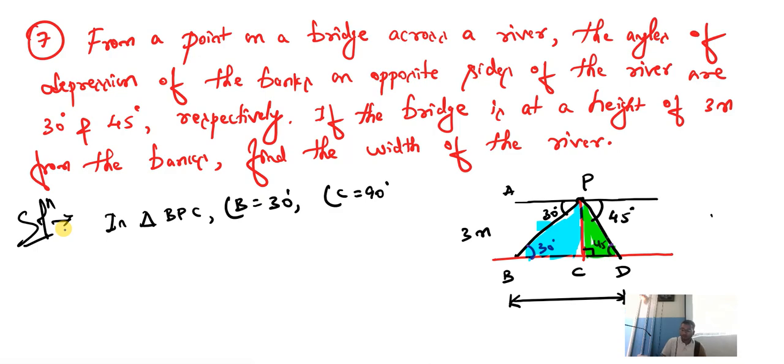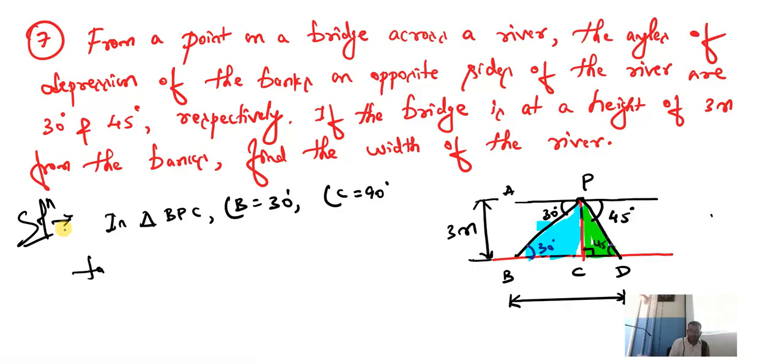They have given this height, no? This is the total height PC. They said it is 3 meters. The total height PC is 3 meters, they have already given. So we know the opposite side. Now we have to find the adjacent.